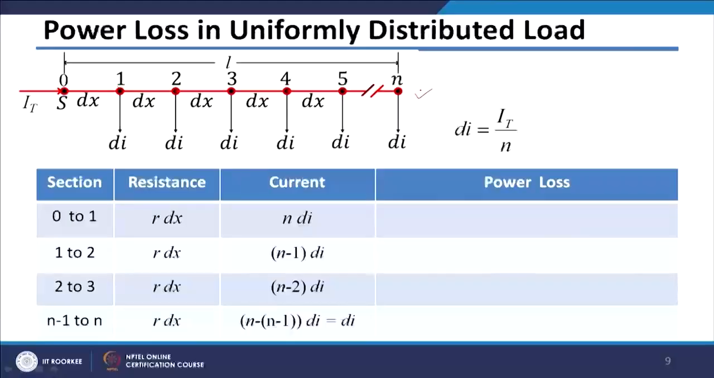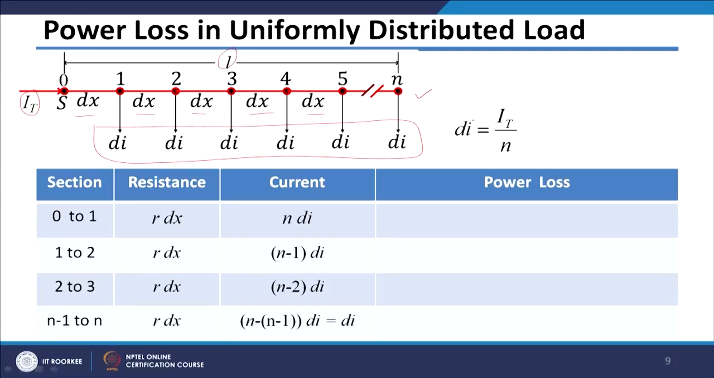So, first we will calculate the total power loss, and then we will see, in case of power loss, where the lumping of load is possible. So, let us see this figure here. It is the same: you have this IT current entering the feeder, and it is uniformly distributed load with dI magnitude at the same section distance, that is dx, total length L and N sections.